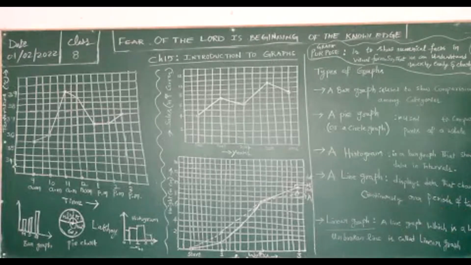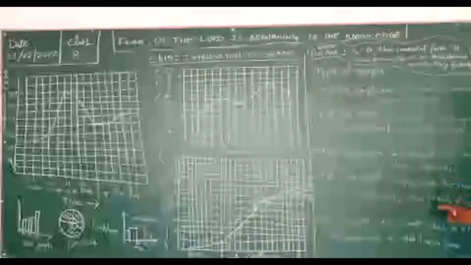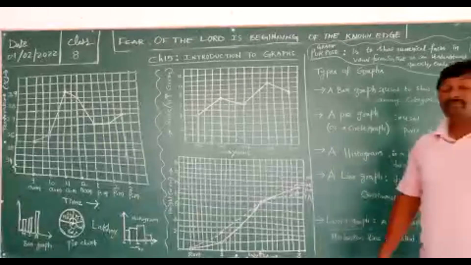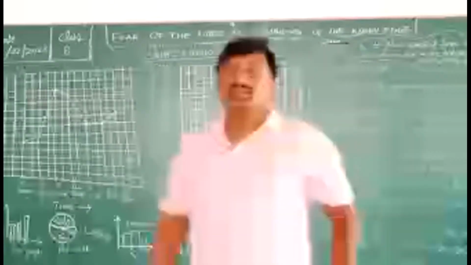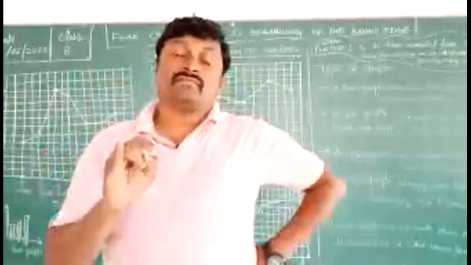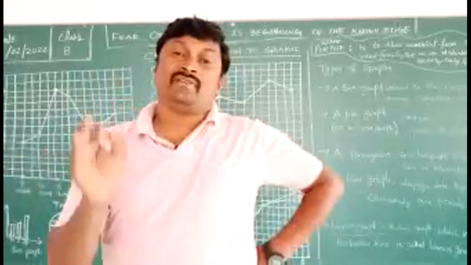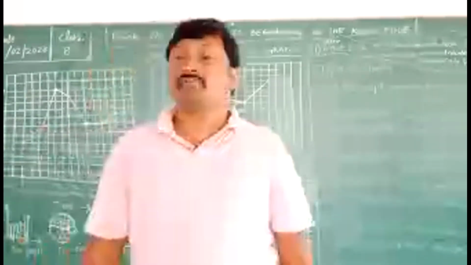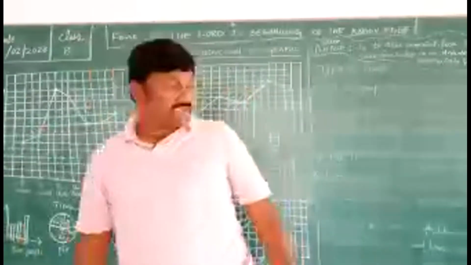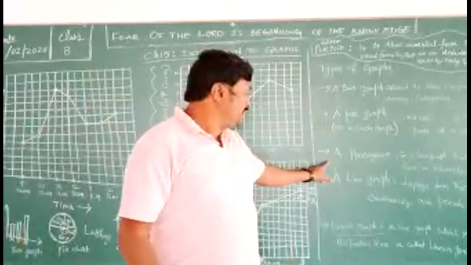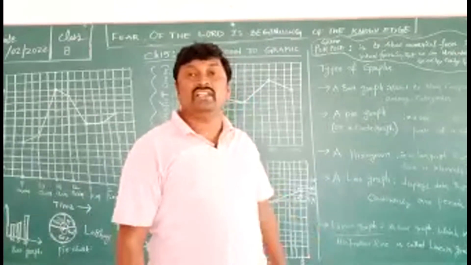I hope you all understood the different types of graphs. So what are the graphs here? Bar graph is one, next one is pie graph, next one is histogram, next one is line graph, next one is linear graph. So totally how many graphs did we learn till now? One, two, three, four, five graphs we learned.